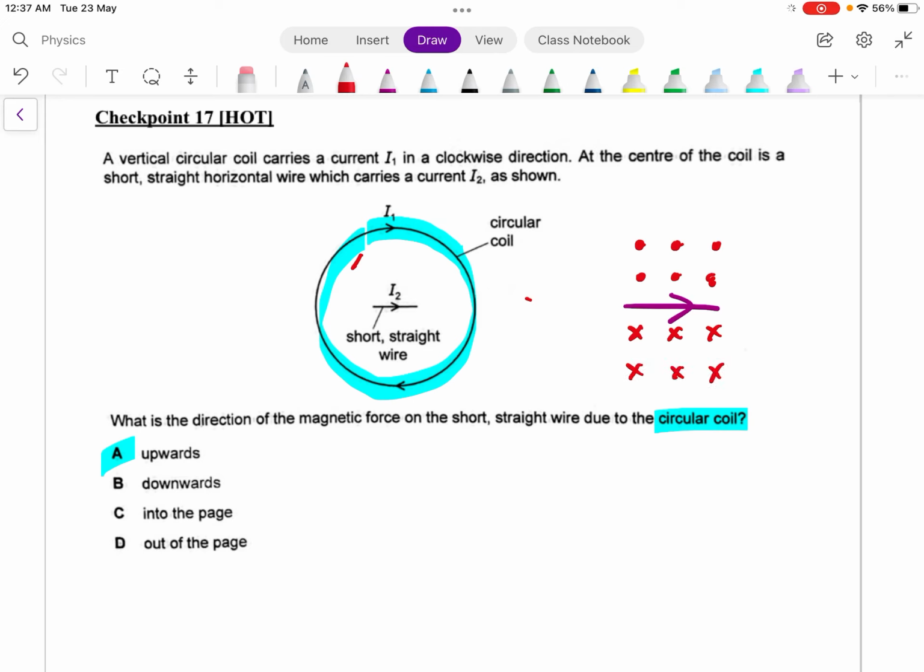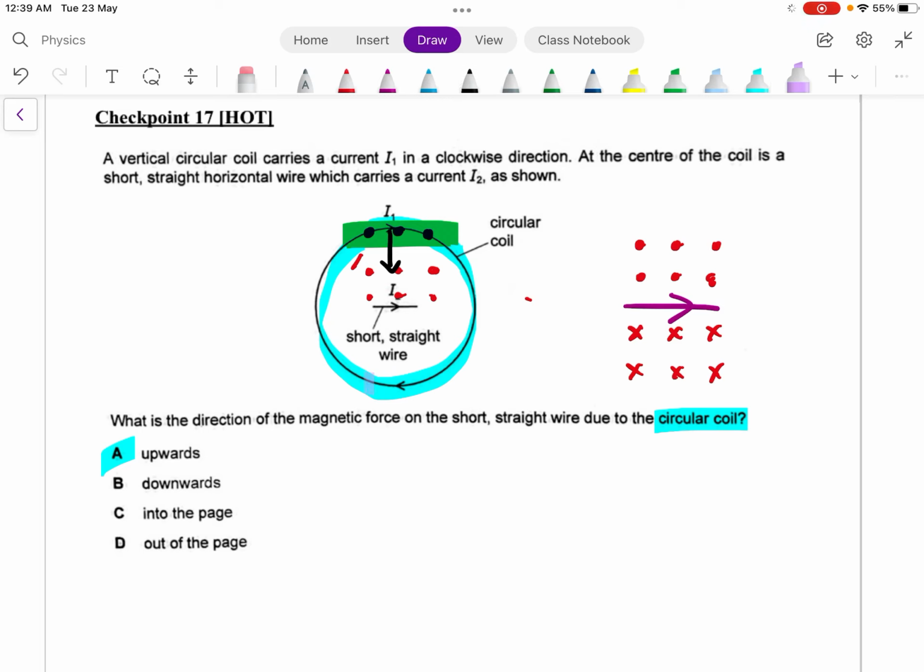Okay, so based on this idea, you will see that this part of the wire will experience a magnetic field out of the paper. So you use your Fleming left hand rule, FBI, right? So B is out of the paper. Your middle finger is towards the right hand side. Then next, your thumb will be pointing downward. So this force is downward. So the top part of the circular coil will experience a force downward.